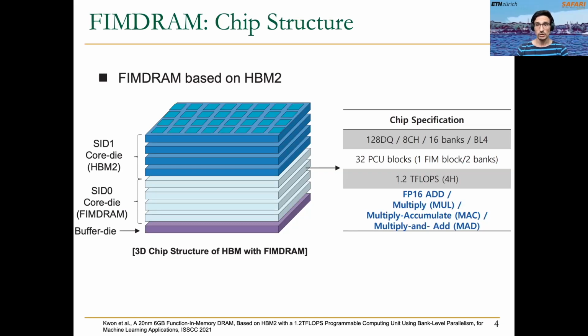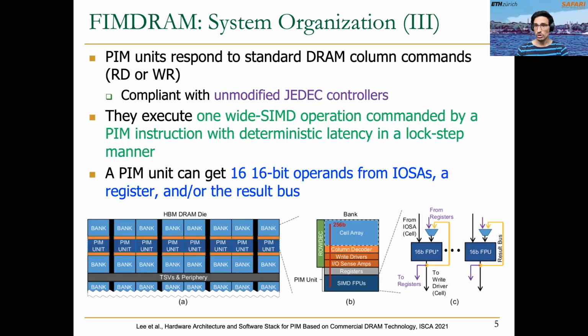We also presented one proposal from Samsung called PIM DRAM, or also called HBM-PIM. It's based on HBM2 memory, where some of the memory layers have been modified in order to incorporate some PIM units that are SIMD units of 16 lanes, and they operate on 16-bit floating point numbers.